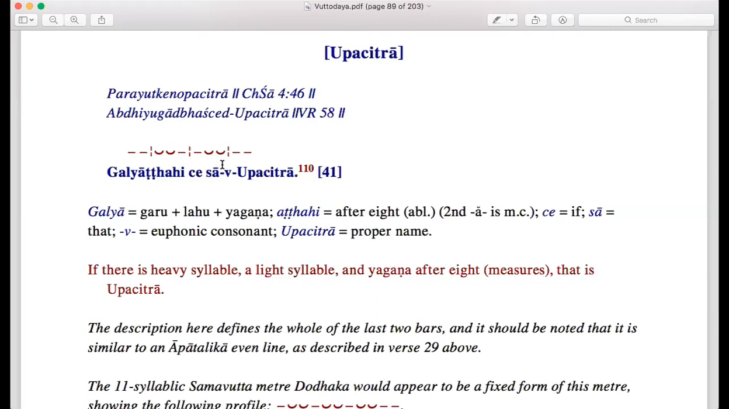So your question, I will ask it again to confirm. Your question is whether in the verse it can say that there should be garu, lahu, and then yagana after 8 measures. That's what is said there. So can we just say that there should be bhagana and yagana after 8 syllables, 8 measures? Is that your question? Yes, Bante. This is my quick question.